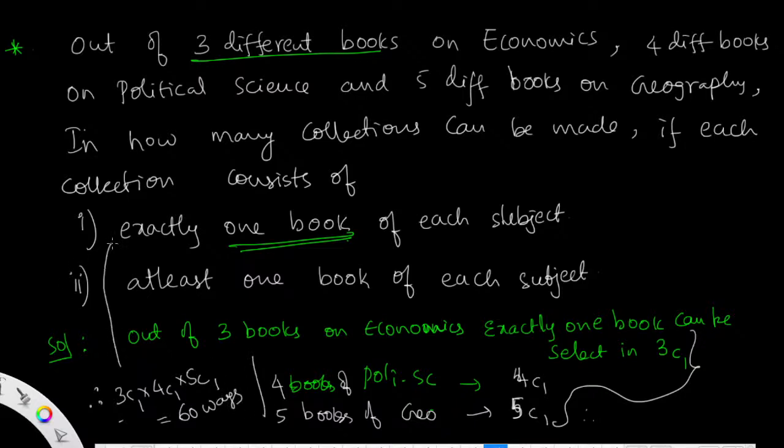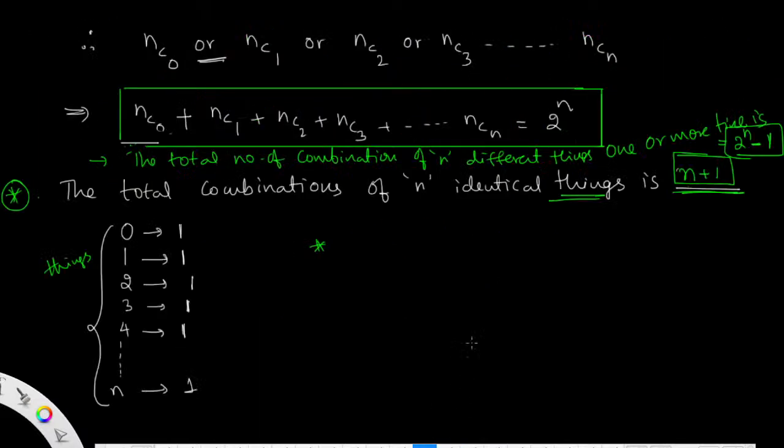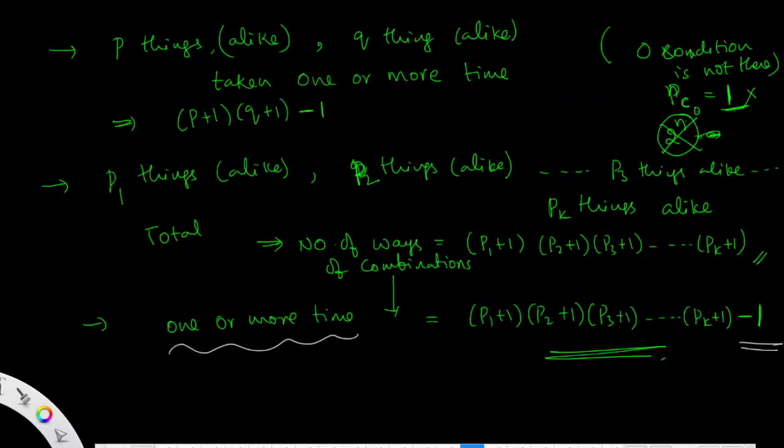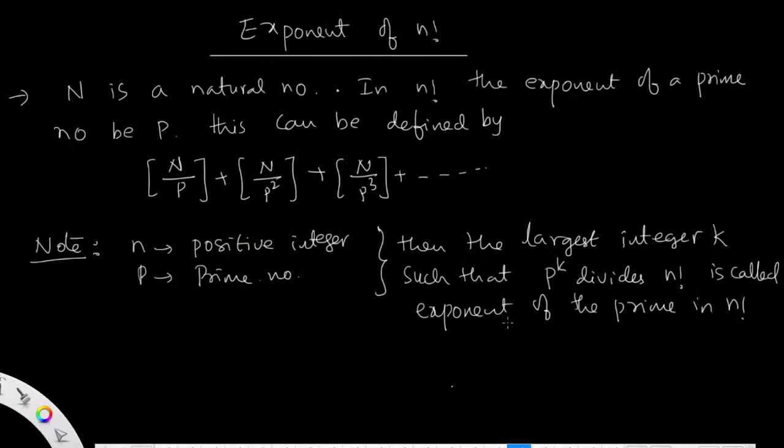That is for the question where exactly 1 book of each subject is selected. But for at least 1 book of each subject selected, just now we learned the formula: the total combinations of n different books, at least 1 or more books, is 2 power n minus 1. Here also we can apply this formula.